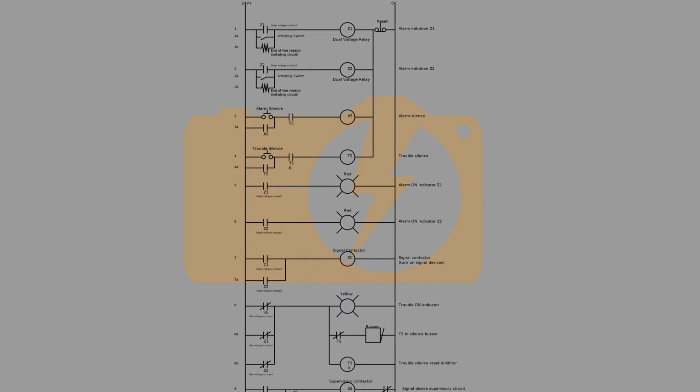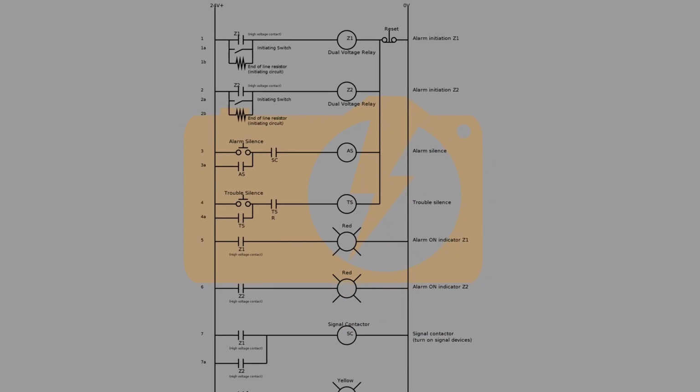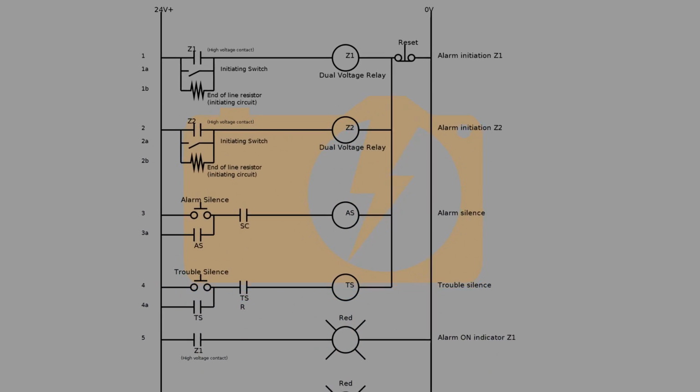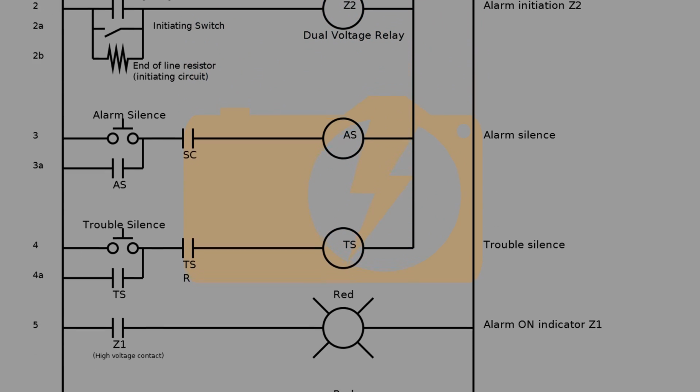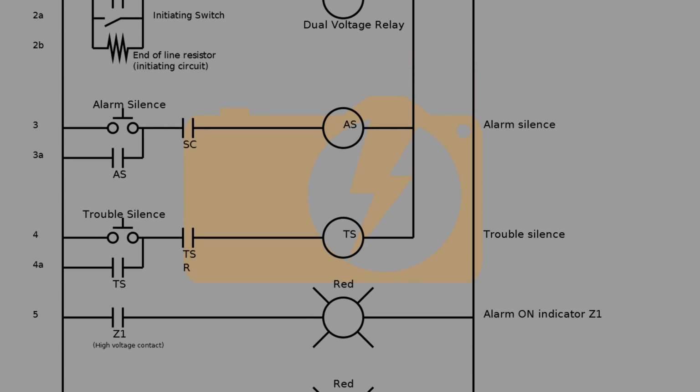Starting at the top of the ladder diagram, here's a list of the modifications that are required to make the old circuit meet the new specifications. On rung 2, 2A, and 2B, a new initiation circuit is made, which is a perfect copy of the original initiation circuit, except that it uses a new relay, Z2. On rung 3A and 4A, an alarm silence and trouble silence circuit are made.